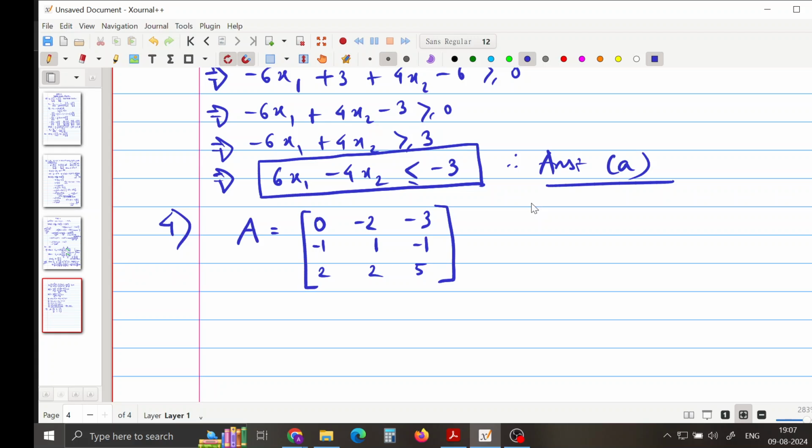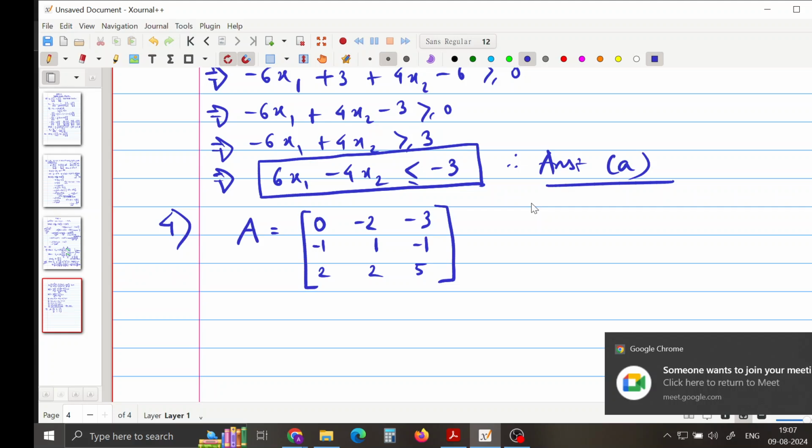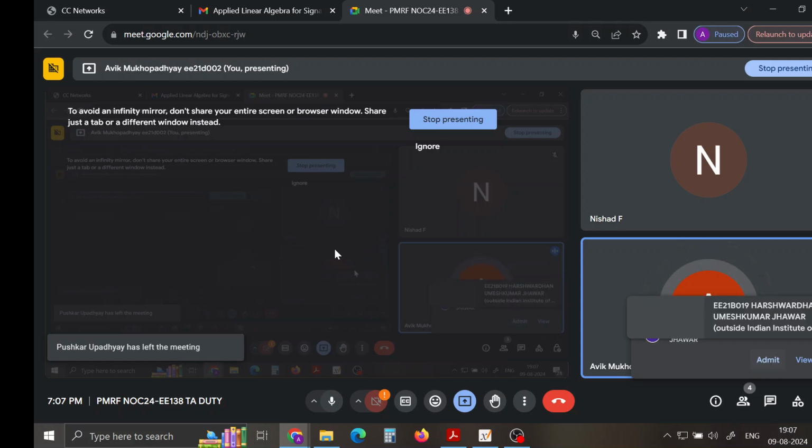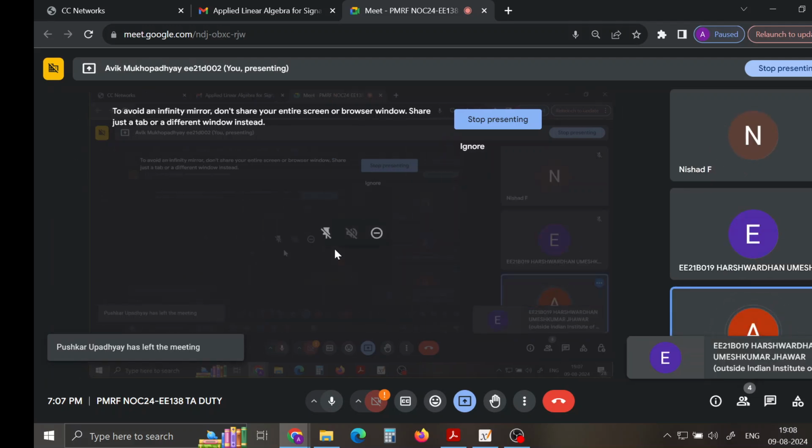And since the number of columns and number of rows are equal in this case, these kinds of matrices are also known as square matrices, right? Square matrix. In general, it could be a rectangular matrix where the number of rows and number of columns are different.